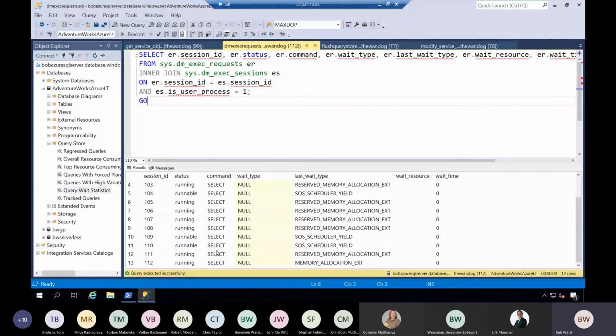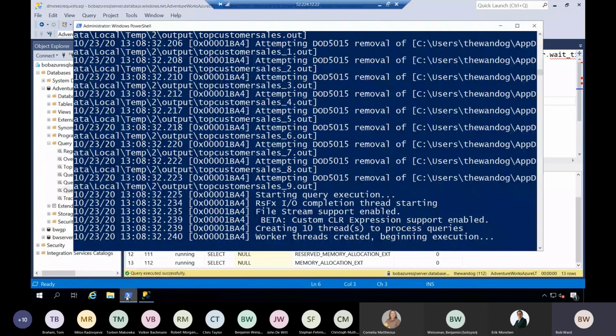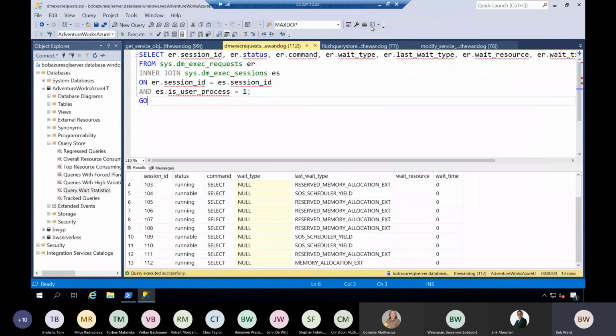Well, you can see you still have some runnable and some SOS scheduler yield waits, but there are more running waits now, instead of just being runnable waits. And I expect this to be a lot faster. So if I go back now and look at my workload, indeed, this is going to finish in about 30 seconds now, as opposed to about 20 seconds.